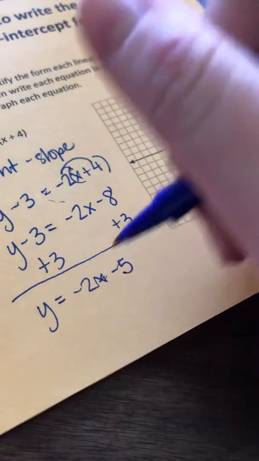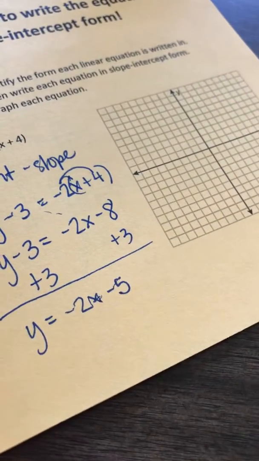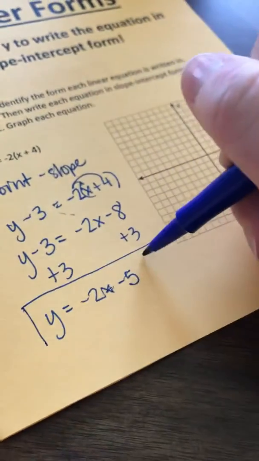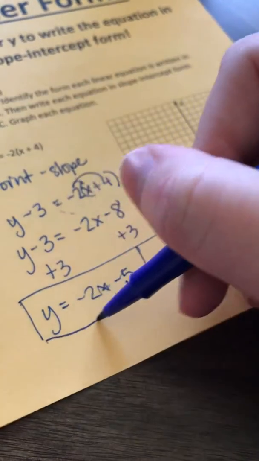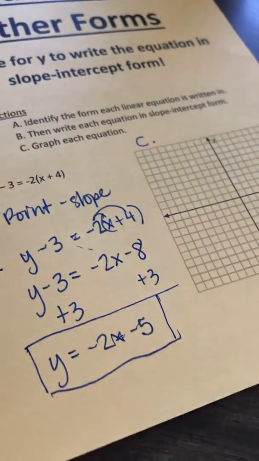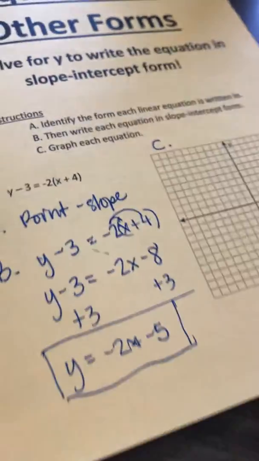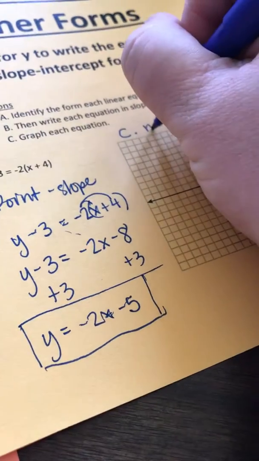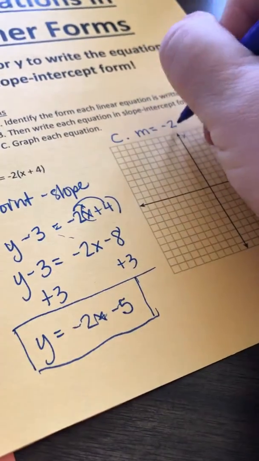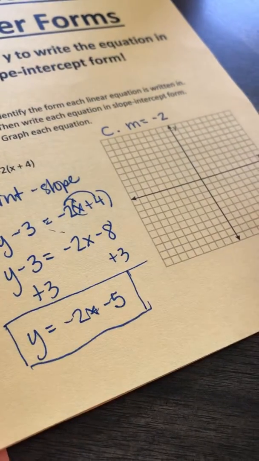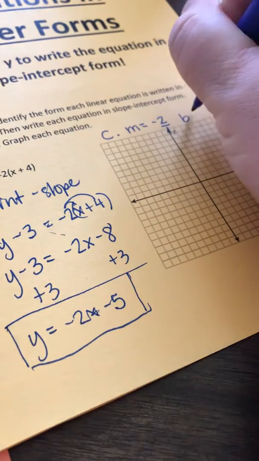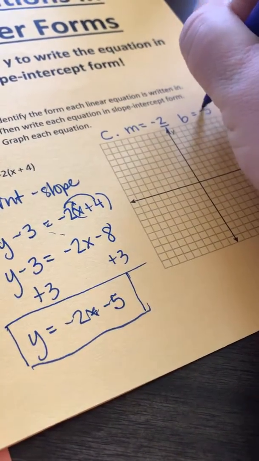Okay. So now our job is to graph this. So that is written in slope-intercept form. That is part B. Part C is to graph this. So in order to graph an equation in slope-intercept form, the first thing we need to do is identify the slope. So m equals, that would be the coefficient in front of x, -2. And because it's slope, we would like it as a ratio, so -2 over 1. b equals -5.